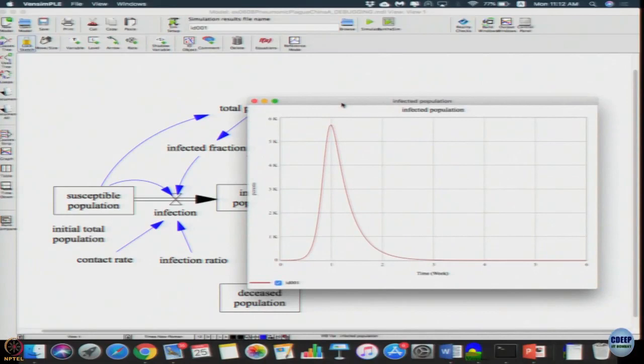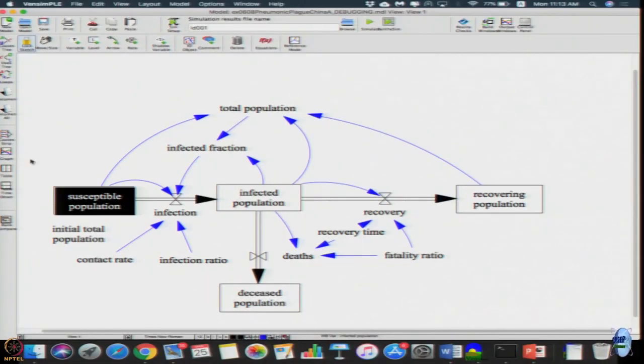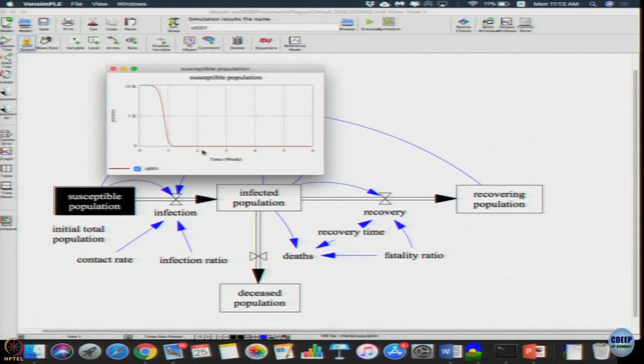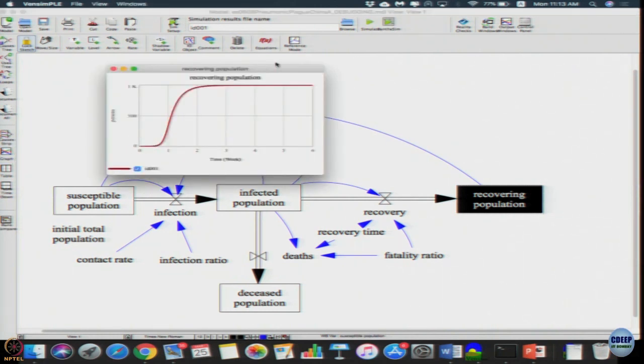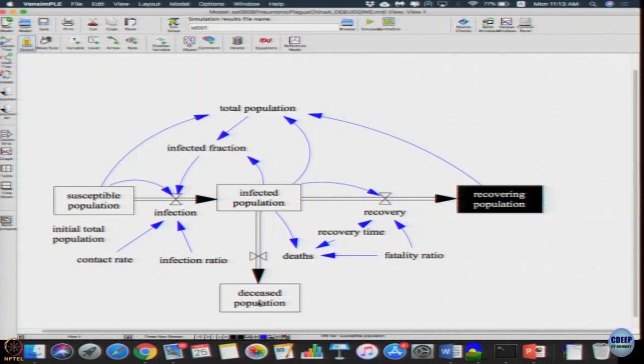susceptible seems reasonable. Infected seems reasonable. Susceptible has to decrease and went to 0. That's also reasonable. Recovering, yeah, it's showing classical S-shaped growth. So that's the dynamics we expect from this model.